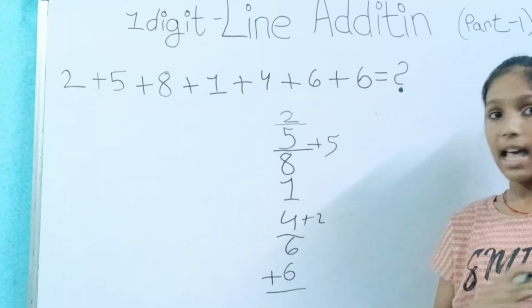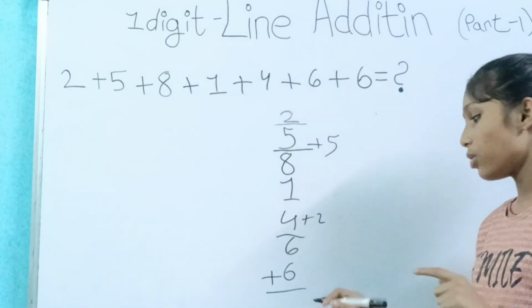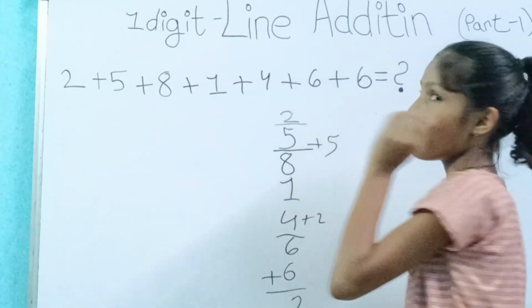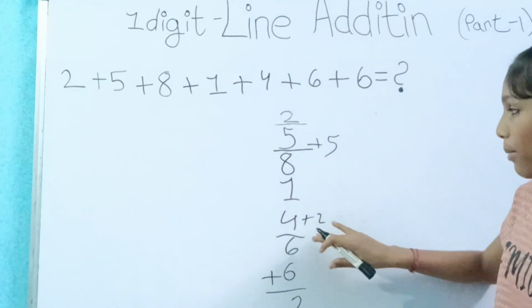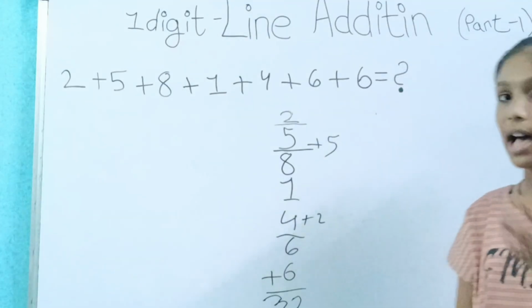So 10 has 0 in the ones place. So 0 plus 2, we get 2 only. So here we write 2 because it's the number which we are getting as the answer. Now add them up. 1, 2, 3. There are 3 dashes. 32 is the answer for this question.